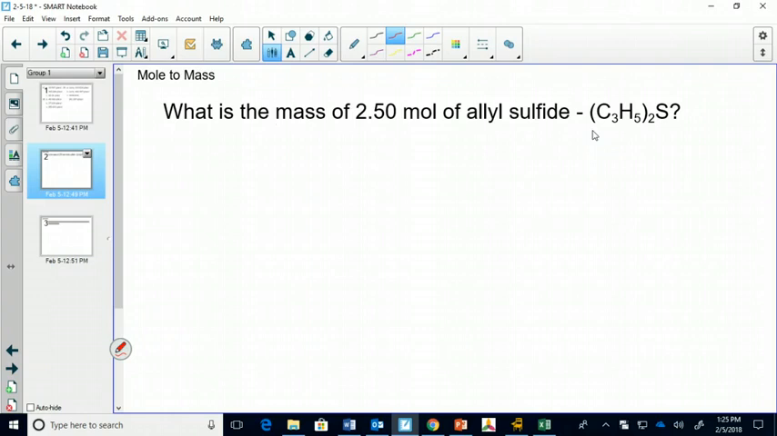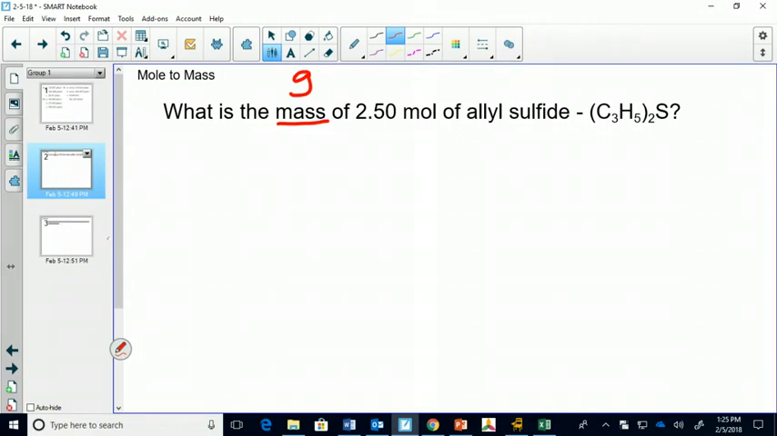Let me pause. When I ask for mass, what units am I looking for? Grams. Please, you must understand that that's what that means. I won't necessarily say how many grams of. Well, they'll say what is the mass. And you have to be comfortable that mass means grams. Okay? So we do this the same way we've done all of our other stoichiometry problems.